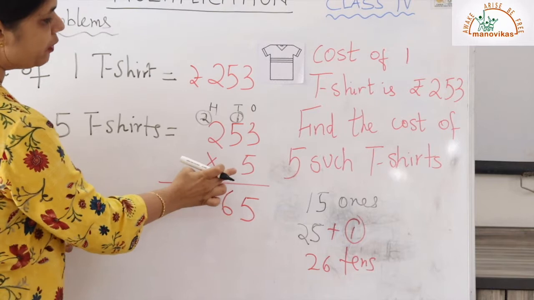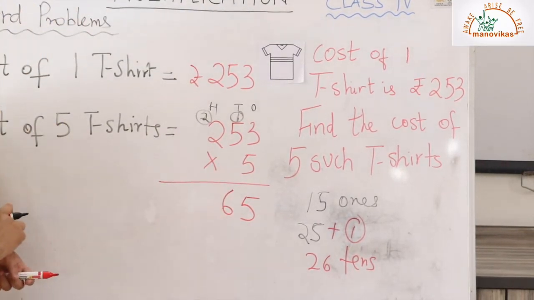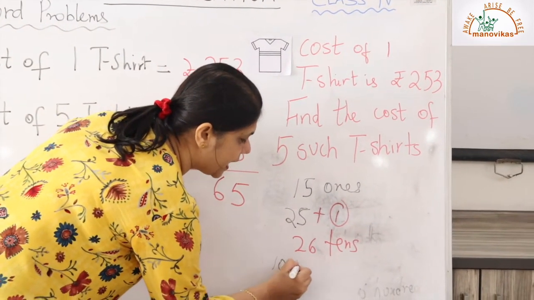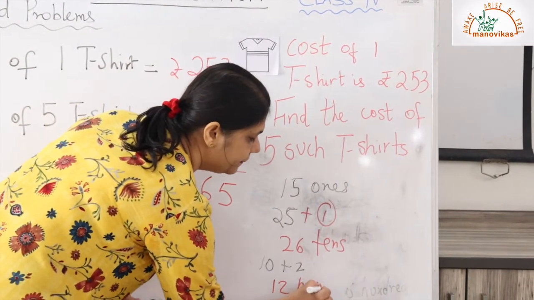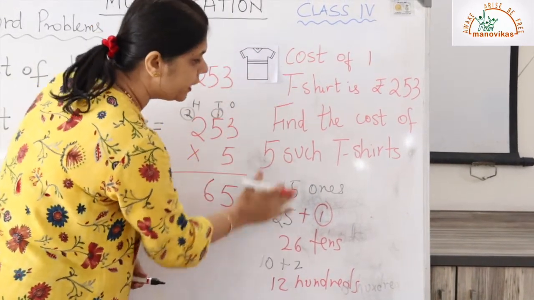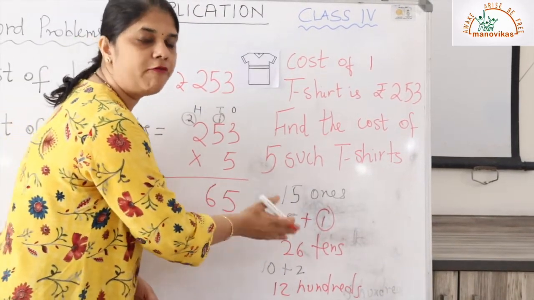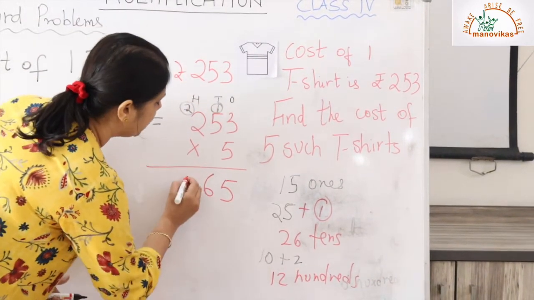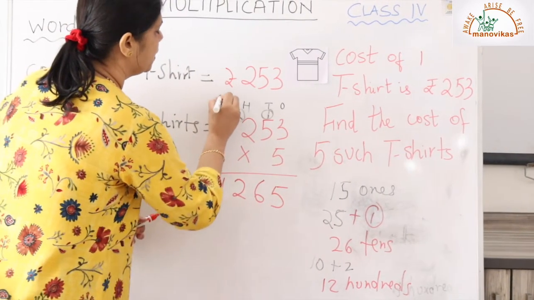Now, last we will multiply 5 into 2. 5 twos is how much? 10, right? 10 plus 2. 10 plus 2 is how much? 12 hundreds, right? Now, you need not write this all the time. I am showing it just for you to know what we have done. You can directly apply the method of multiplication. So, what have you got here? 12 hundreds. So, again you will write 2 here and 1 you will carry to the thousands place, right?